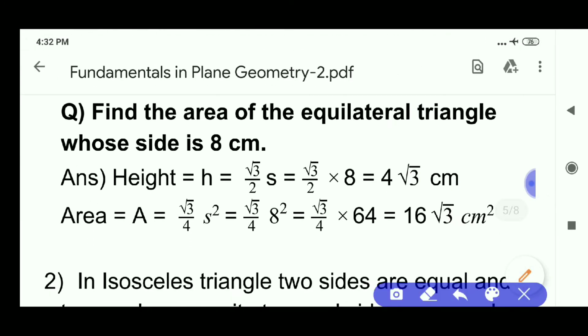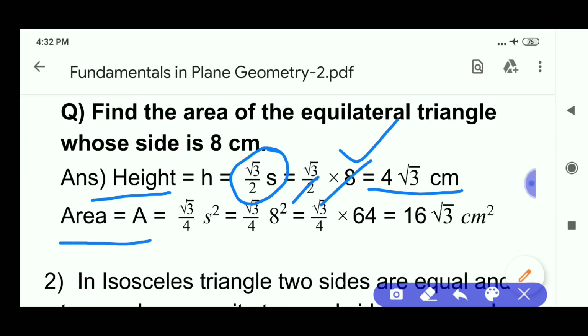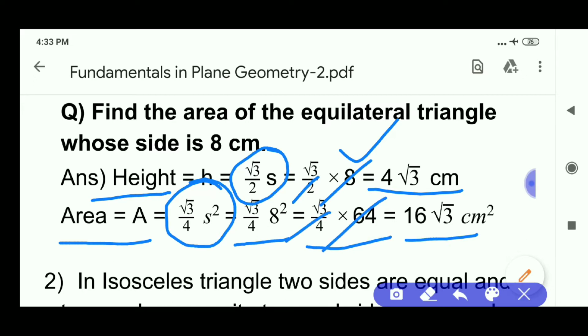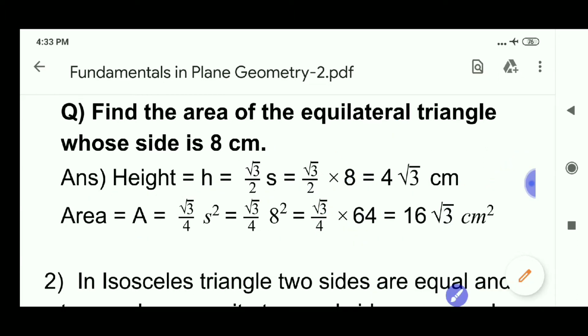Let us find height also. The formula to find height is root 3 by 2 into side. That means root 3 by 2 into 8. By simplification, we get 4 root 3 centimeters. To find area, the formula is root 3 by 4 into side square. That means root 3 by 4 into 8 square. Root 3 by 4 into 64. By simplification, we get 16 root 3 centimeter square.